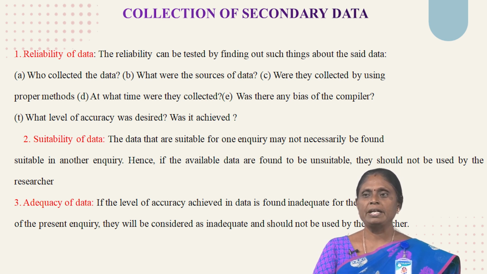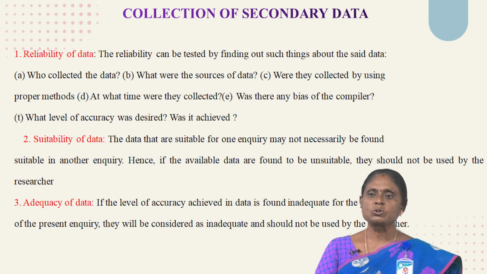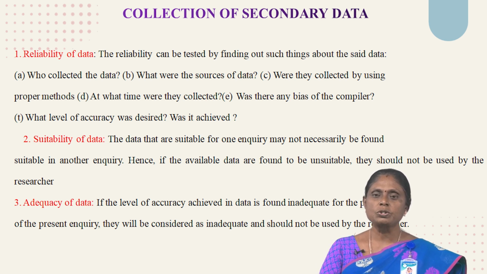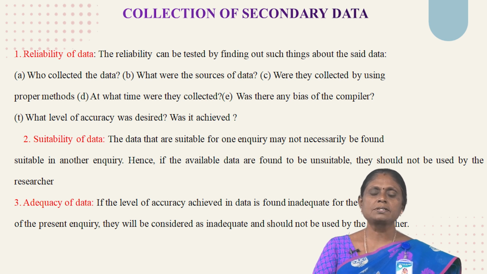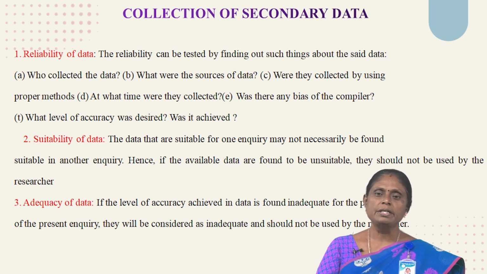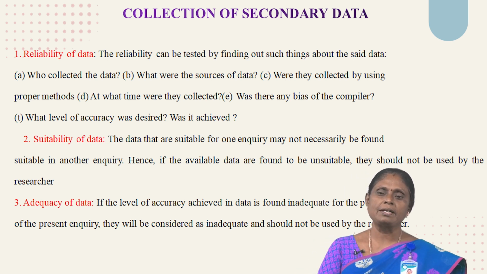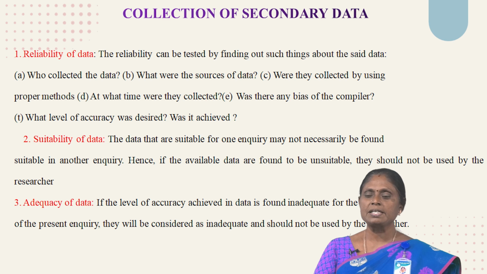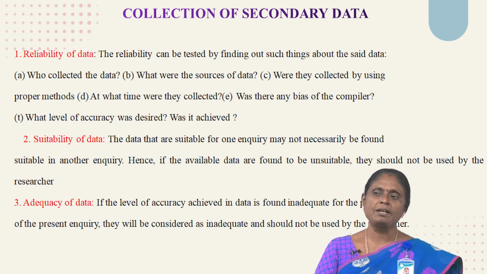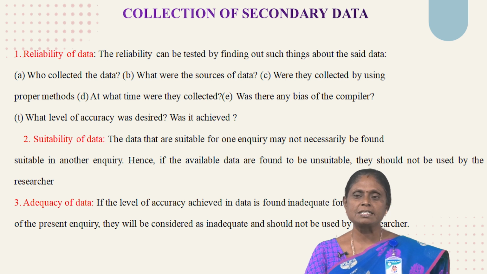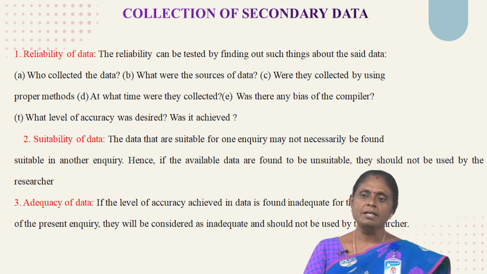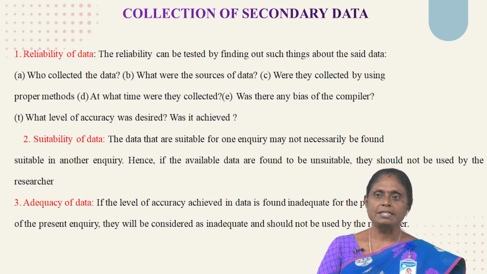Next, suitability of the data. The data that are suitable for one inquiry may not necessarily be found suitable in another inquiry. Hence, if the available data are found to be unsuitable, they should not be used by the researcher. Next, adequacy of data. If the level of accuracy achieved in data is found inadequate for the purpose of the present inquiry, they will be considered inadequate and should not be used by the researcher.